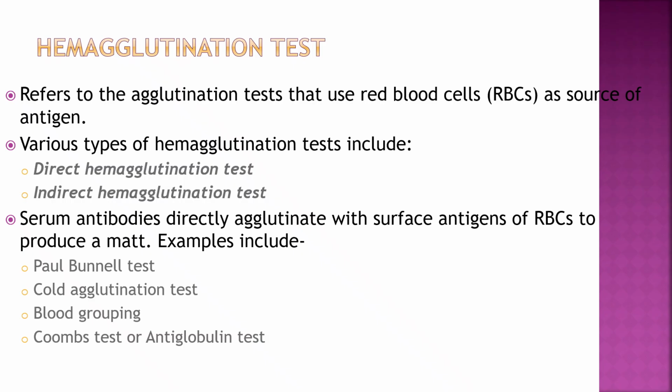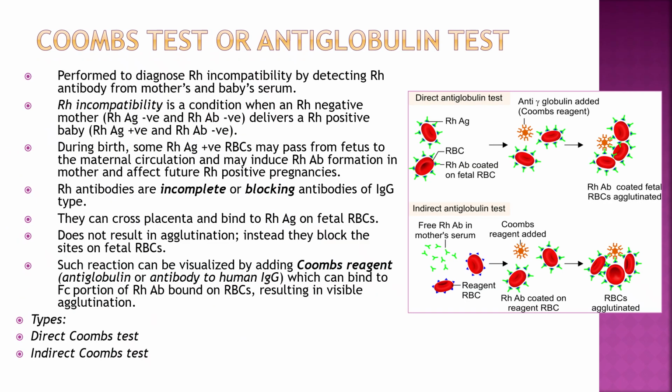Hemagglutination test, where the RBCs are used as a source of antigen in an agglutination test. Then the application: pollen test, cold agglutination test, blood glucose. Coombs test, or anti-globulin test, is performed to diagnose Rh incompatibility by detecting Rh antibody from mother and baby serum.